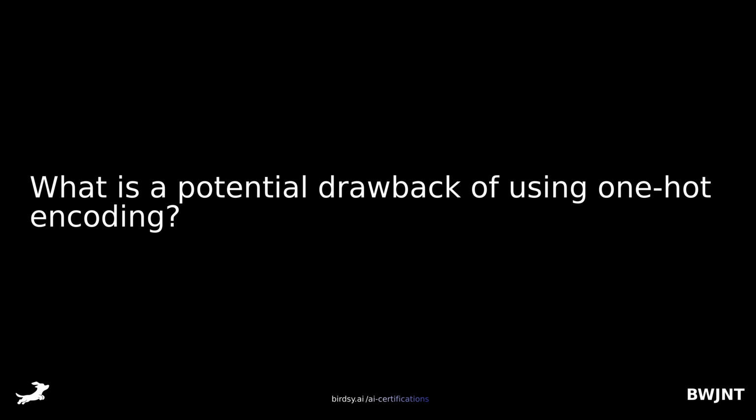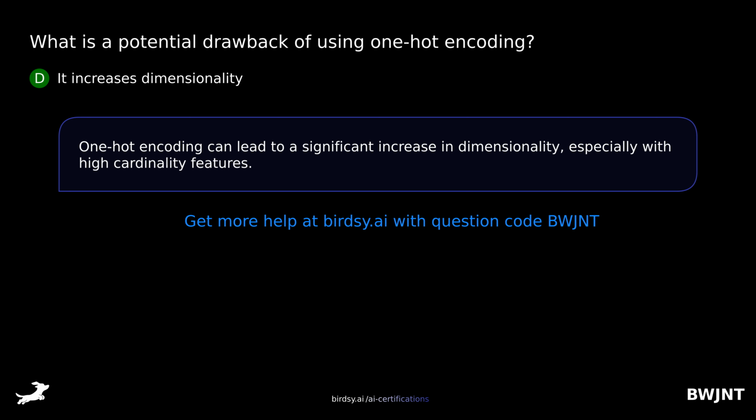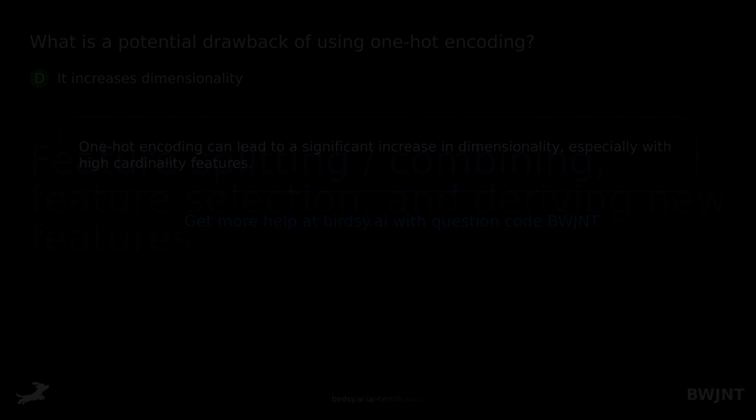What is a potential drawback of using one-hot encoding? Is it A, it introduces ordinal relationships? B, it is not suitable for numerical data? C, it requires data normalization? Or D, it increases dimensionality? The answer is D, it increases dimensionality. One-hot encoding can lead to a significant increase in dimensionality, especially with high cardinality features.